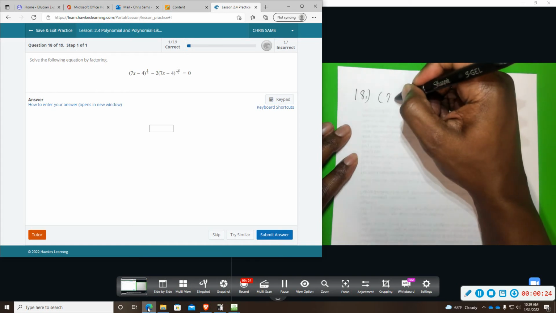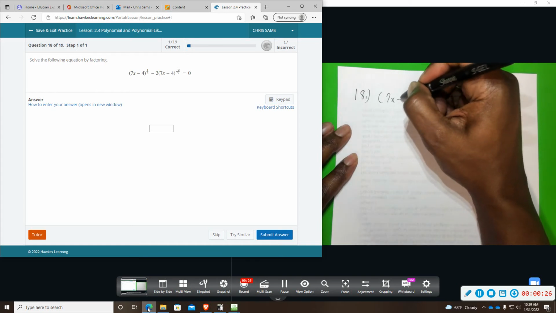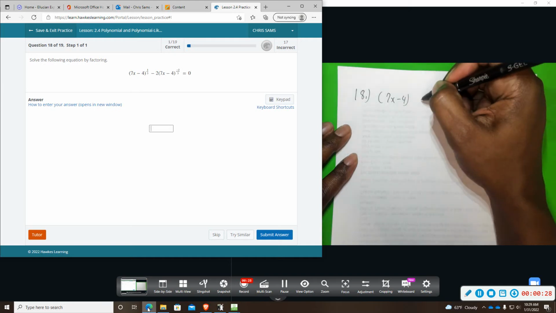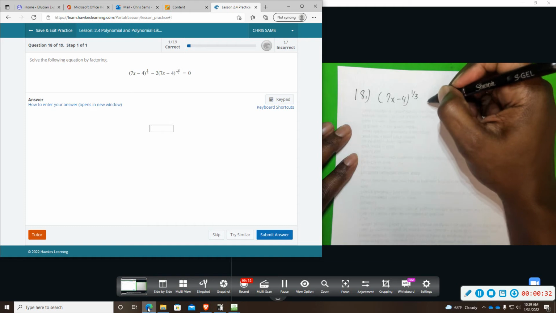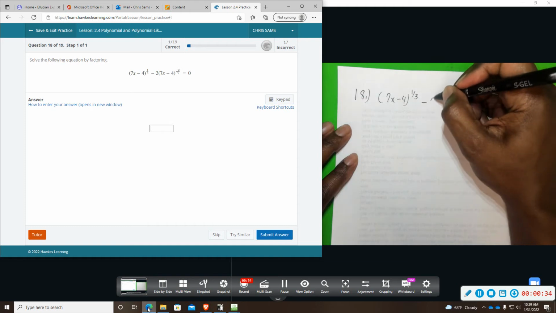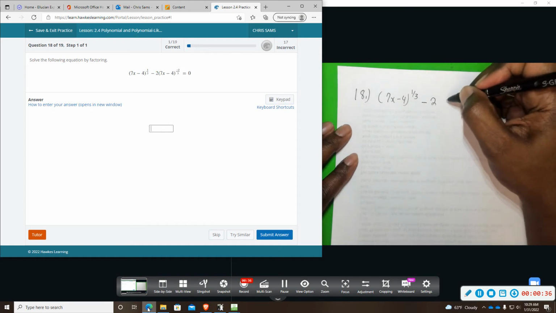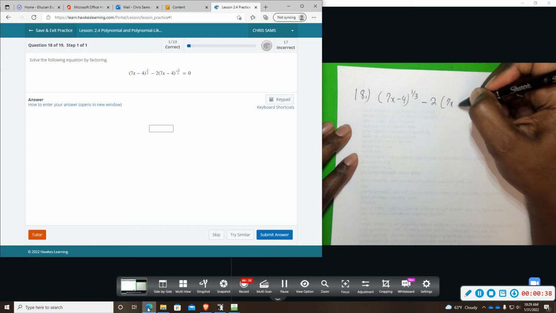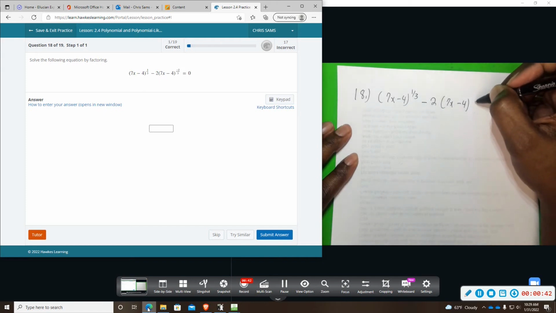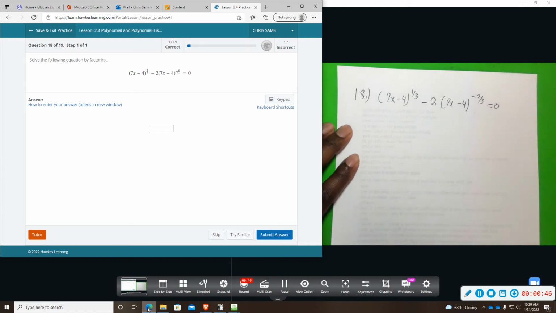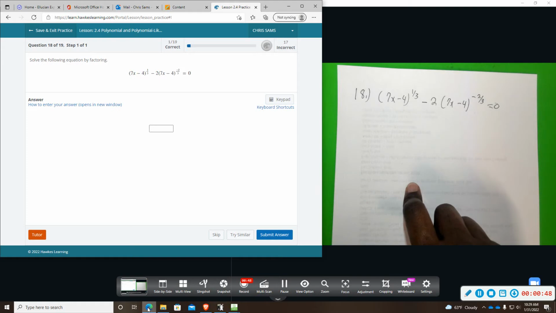in this example, (7x - 4) raised to the 1/3 power, minus 2, and then we have (7x - 4) raised to the negative 2/3 power. Okay, so I think I did substitution before, but I'm going to leave it here this time.